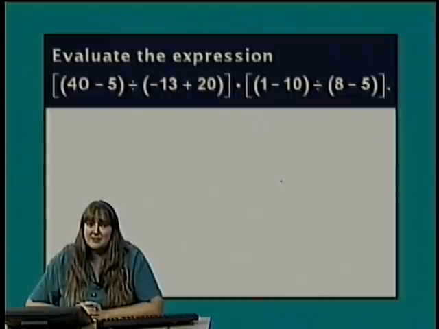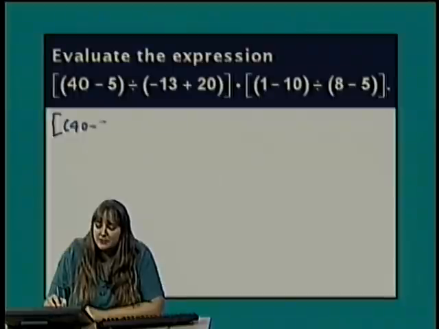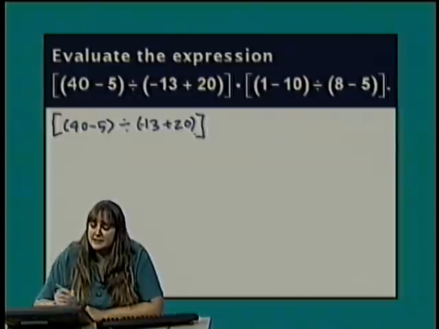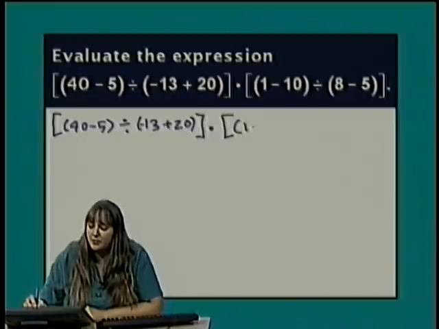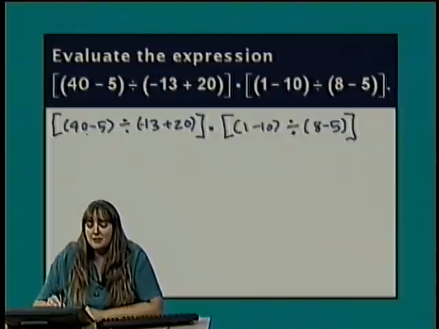Here's another problem with nested grouping symbols. Here we have the quantity 40 minus 5 divided by the quantity negative 13 plus 20, all within square brackets. And then I'm multiplying by the quantity 1 minus 10 divided by the quantity 8 minus 5. That division's also within those square brackets. So I need to start with my innermost grouping symbols. I need to do my subtractions and additions within those parentheses first.